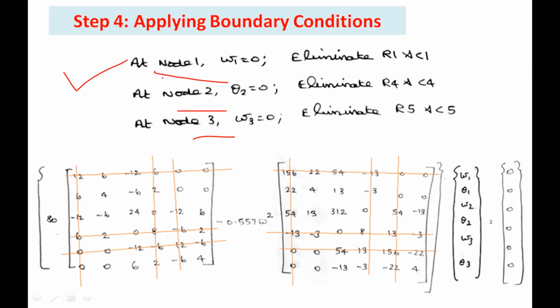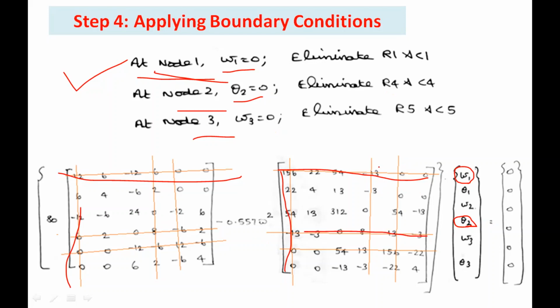Now we have boundary conditions like this. At node 1, supported end, W1 is 0. What is W1? W1 is the degree of freedom here. The corresponding rows and columns are row 1 and column 1. We can eliminate row 1 and column 1 in both the stiffness matrix and mass matrix. Next, at node 2, theta 2 is 0. Why? At maximum displacement the slope is 0. What is the corresponding theta 2 row? Here is the theta 2 degree of freedom. Fourth row, fourth column we can eliminate. Similarly here, fourth row, fourth column.